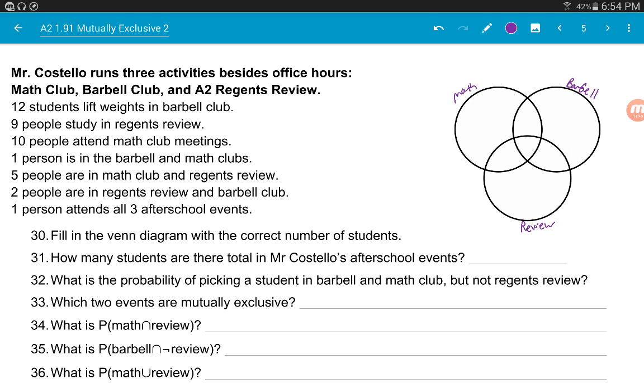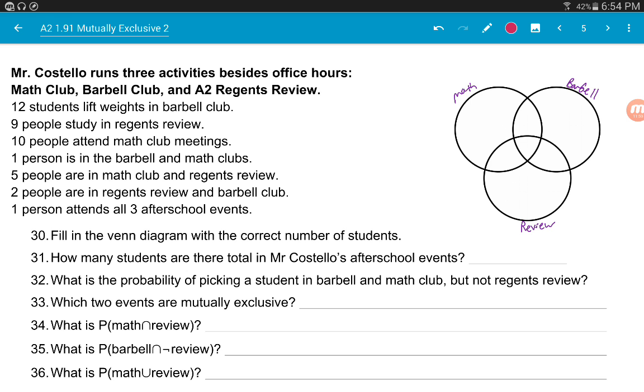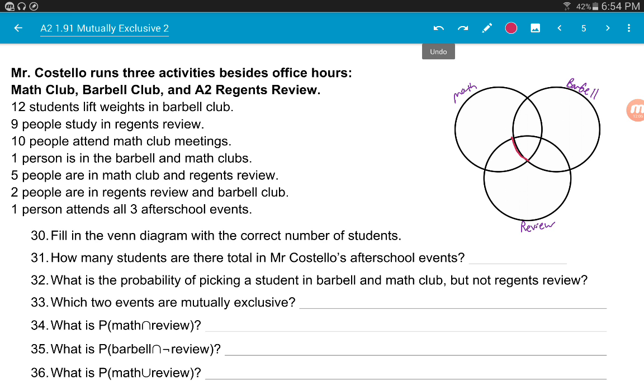Now here's the thing, this might seem like a lot of information, so we want to have a plan of attack here. The plan of attack with a Venn diagram is to always start on the inside, the very middle. So let's see, the very middle here is this cell. I'm going to make my pen a little bit bigger so it's easier to highlight. So this cell here is the very middle. This is in all 3 circles. It's in the math circle, it's in the barbell circle, and it's also in the review circle. I'm not trying to be neat, so don't make fun of me. 1 person attends all 3 after-school events, so that's 1. I've used this number here.